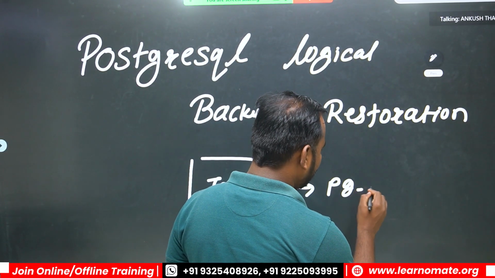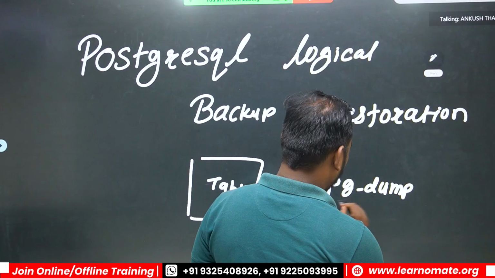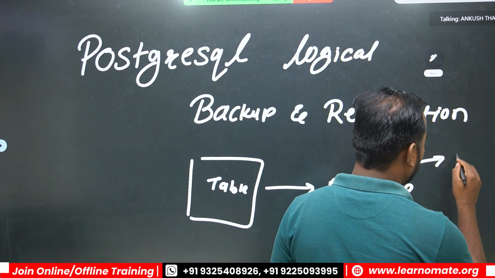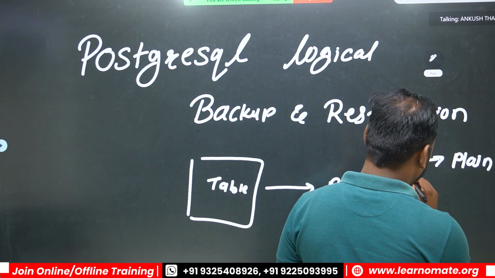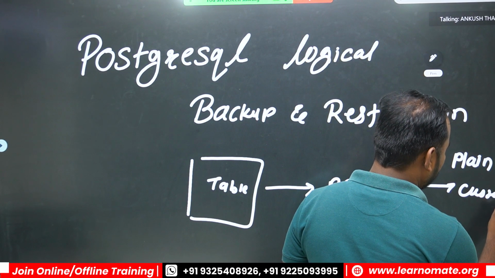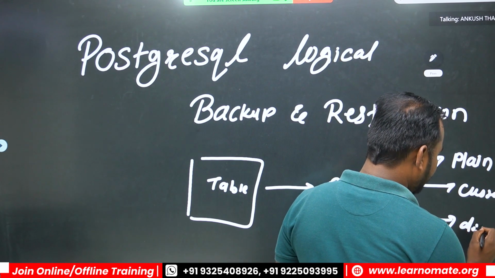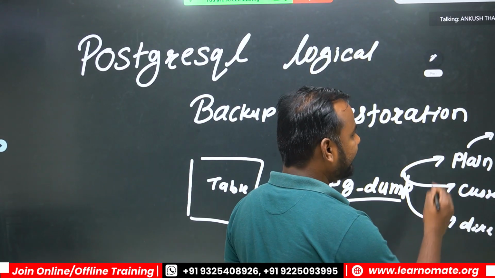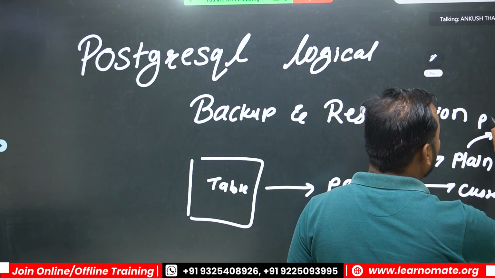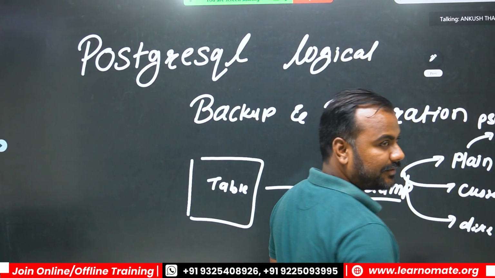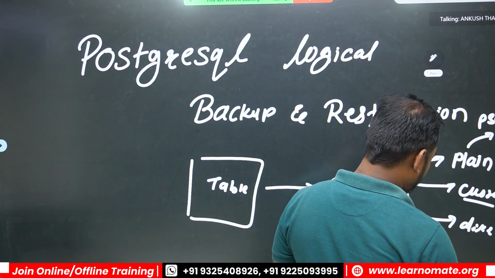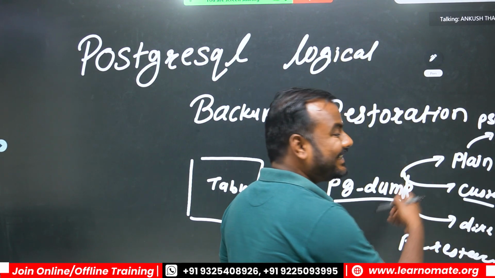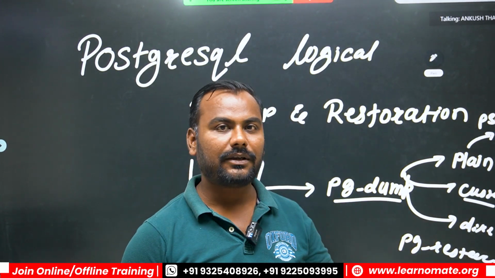pg_dump is the utility which you can use if you want to take a logical backup. This logical backup you can take in multiple formats: plain text format, custom format, and directory format. If you want to restore a plain text format backup, you need to use psql and provide the SQL script. For the others, you need to use a utility called pg_restore. Okay, so we'll see this with a practical scenario.